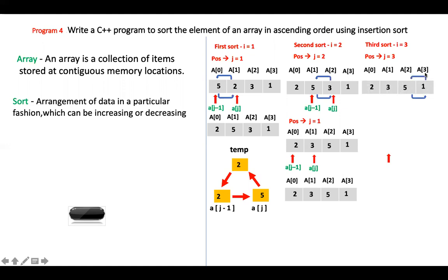Okay, see, since the third location is a of 3, which is 1, less than 5, only then it will exchange. Again here I'll write this location as a of j, and this location as a of j minus 1. Now 1 is smaller than 5. Obviously it is smaller than 5. So the condition is true. It will start exchanging.